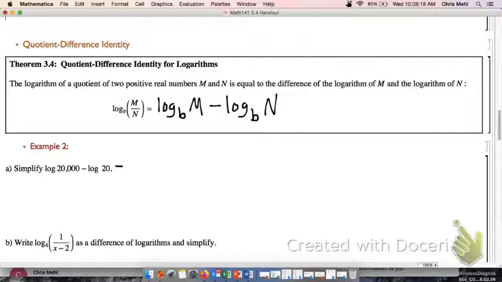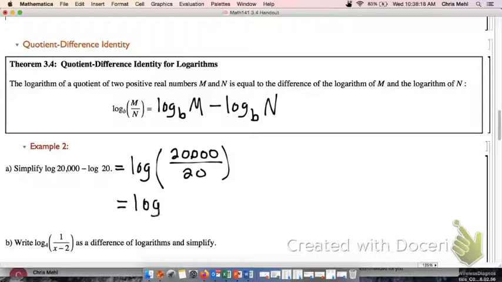Okay, so now part A. Say I want to simplify log of 20,000 minus log of 20. So I can go the other way. I can combine those to a single log, and since it's a difference, I will take the input on the first log, 20,000, and divide by the input on the second log. So I get log of 20,000 divided by 20.